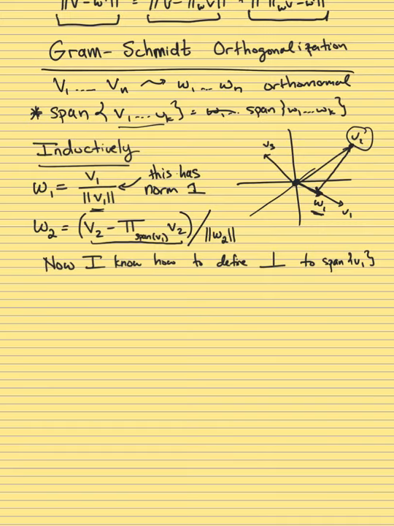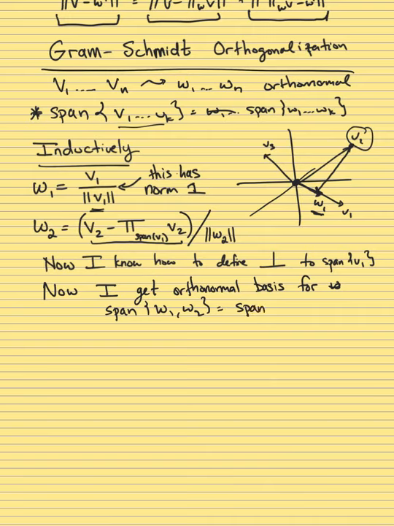Okay, so now I think we can see how the inductive procedure works. Now I get an orthonormal basis for the span of W1 and W2, which is the same as the span of V1 and V2. Okay, now rinse and repeat. I want to take W3. I'm looking at V3 minus the projection onto this span.